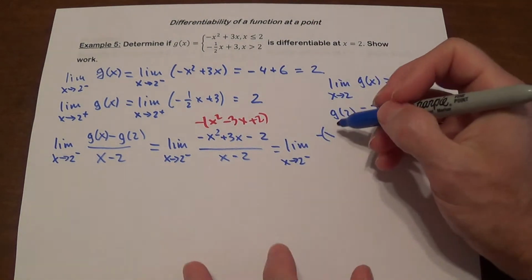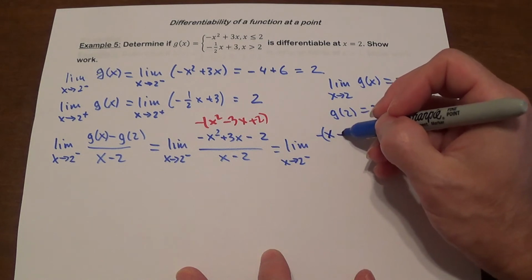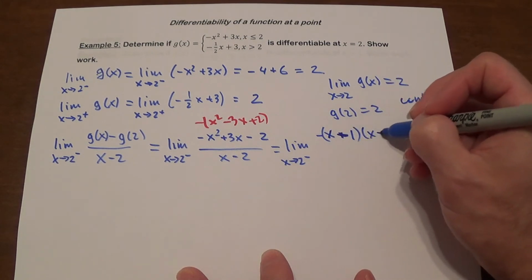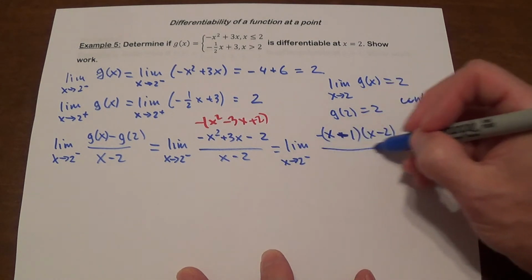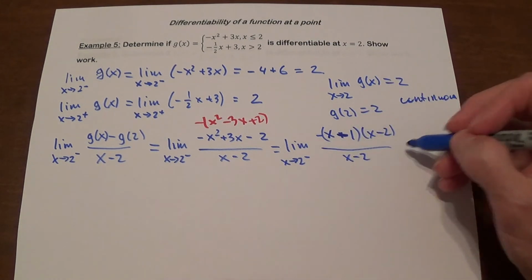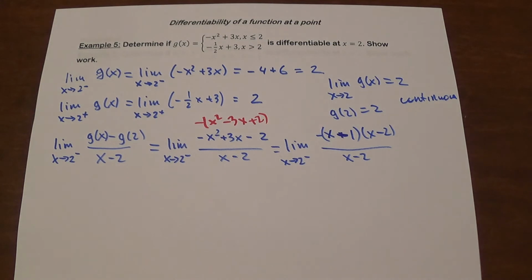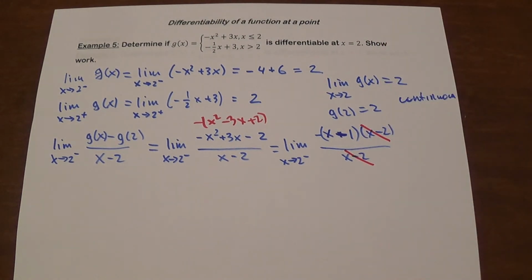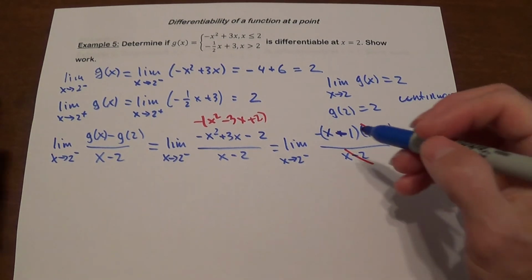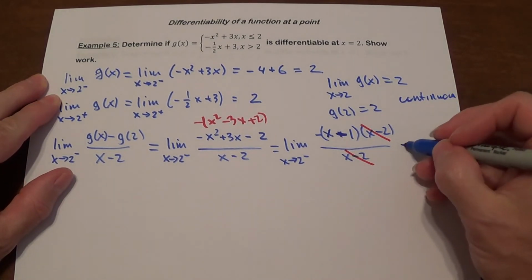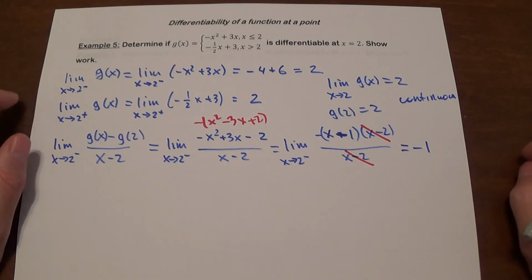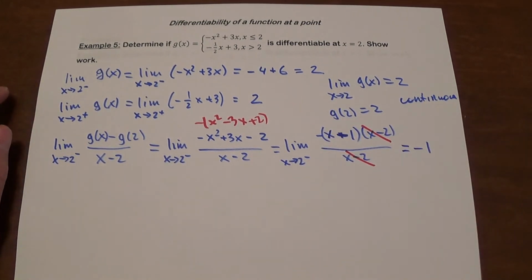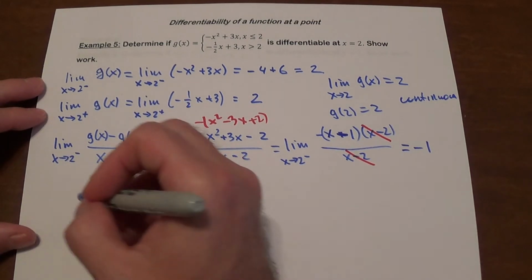It's going to give you x minus 1 times x minus 2 divided by x minus 2. x minus 2 are going to cancel, and then we're going to have negative times x minus 1. We substitute 2 in here. That's going to give us negative 1. Right? 2 minus 1 is 1, and negative is going to give you negative 1. So that's the left hand derivative.